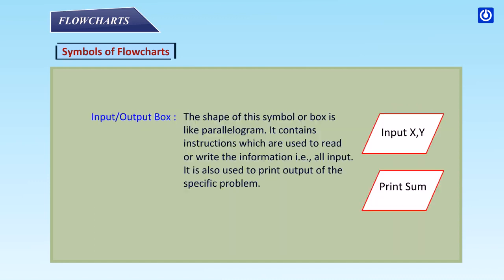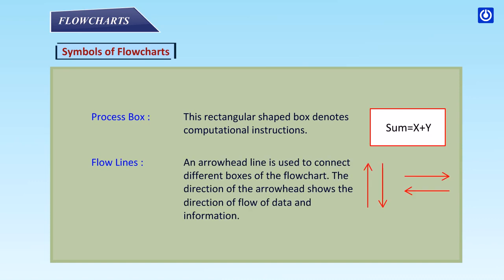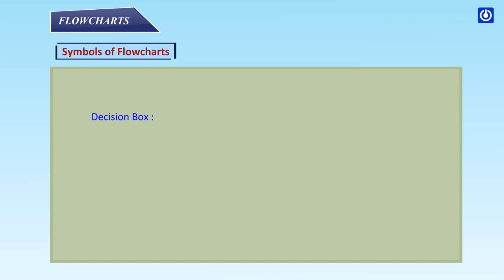Input or output box. The shape of this symbol or box is like a parallelogram. It contains instructions which are used to read or write the information, that is, all input. It is also used to print out the result of the specific problem. Process box. This rectangular shaped box denotes computational instructions. Flow lines. An arrowhead line is used to connect different boxes of the flowchart. The direction of the arrowhead shows the direction of flow of data and information.